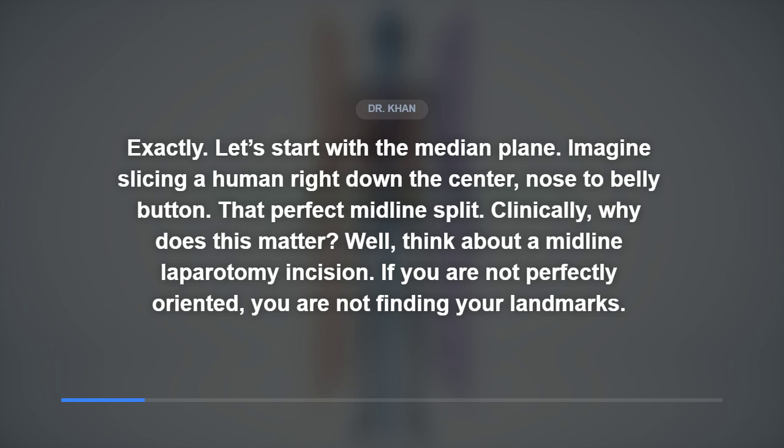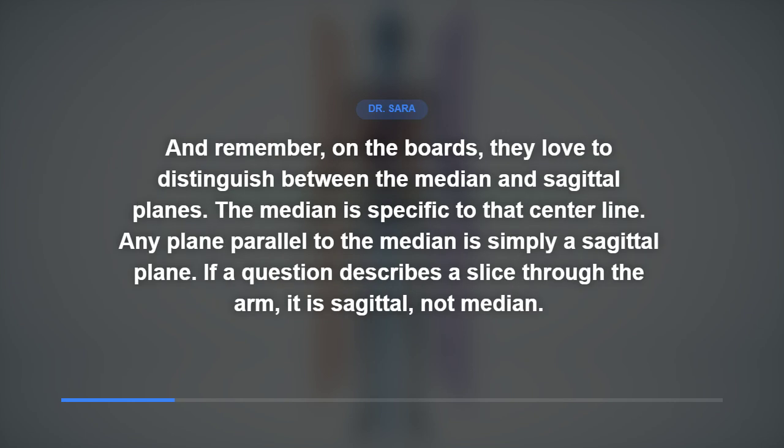Exactly. Let's start with the median plane. Imagine slicing a human right down the center, nose to belly button. That perfect midline split. Clinically, why does this matter? Well, think about a midline laparotomy incision. If you are not perfectly oriented, you are not finding your landmarks.